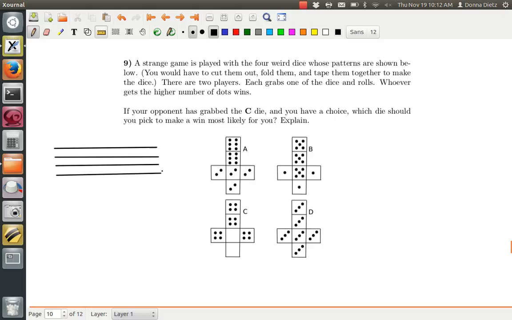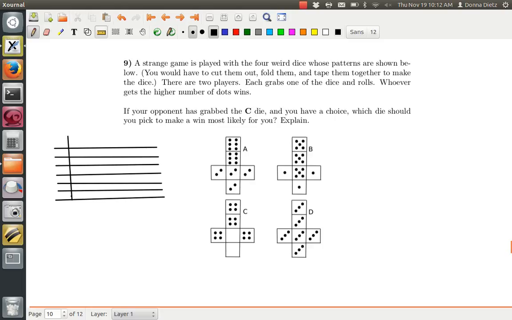Now, how many combinations are there? Well, it's 4 times 3 divided by 2. So there's 6 possible combinations, but we only need to investigate 3 of them for this exercise. Okay, so this is how you investigate a combination of dice.